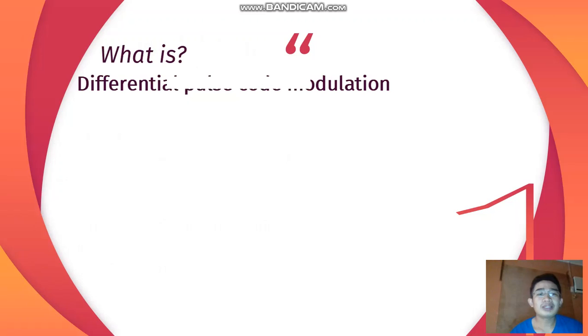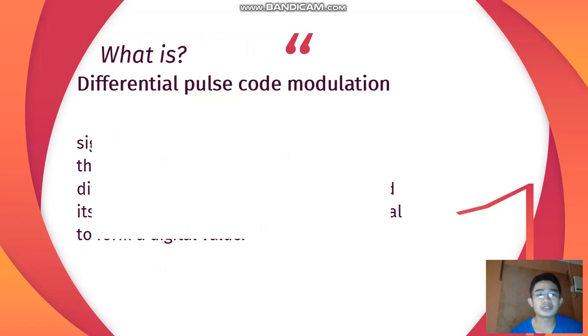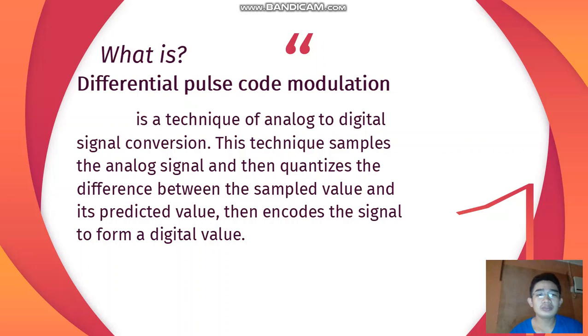What is differential pulse code modulation? It is a technique of analog to digital signal conversion. This technique samples the analog signal and then quantizes the difference between the sampled value and its predicted value, then encodes the signal to form a digital value.